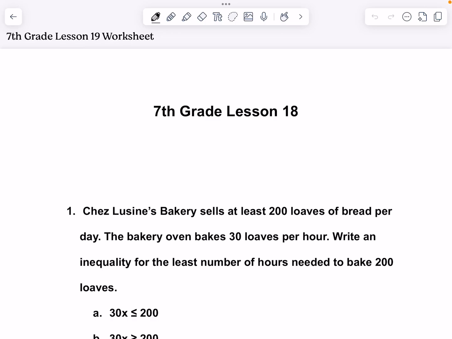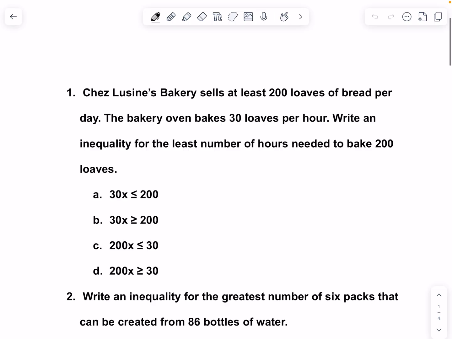Hi, we're going to be reading 7th grade math lesson 18. The first one says that Chez Louine's bakery sells at least 200 loaves of bread per day, and the bakery oven bakes 30 loaves per hour. Write an inequality for the least number of hours needed to bake 200 loaves.